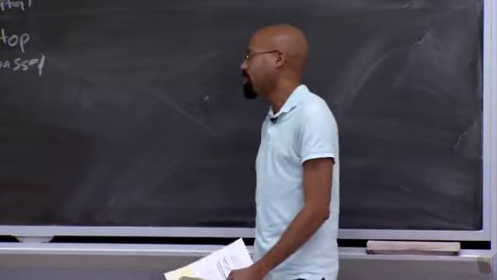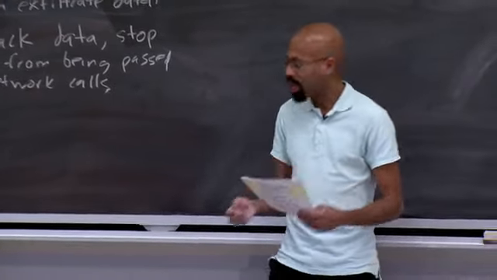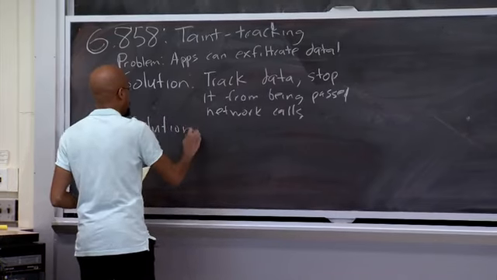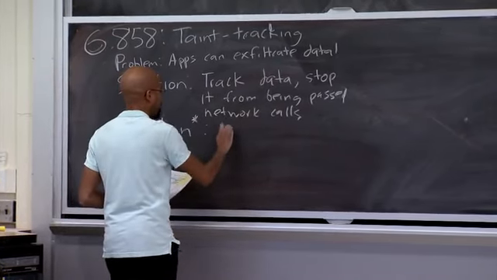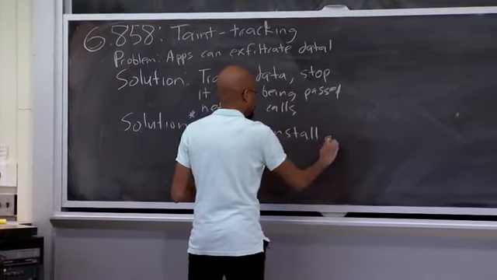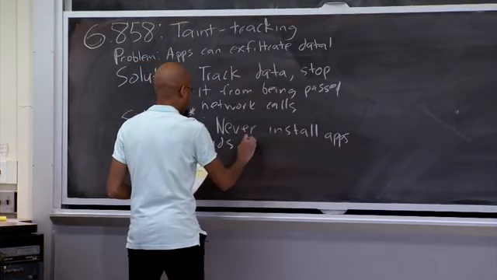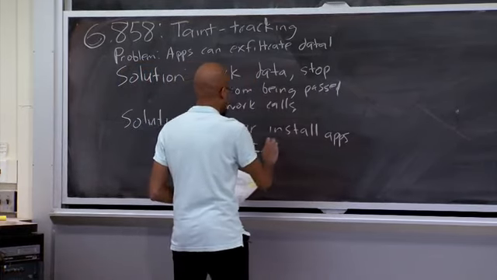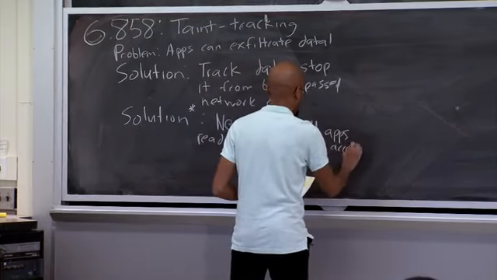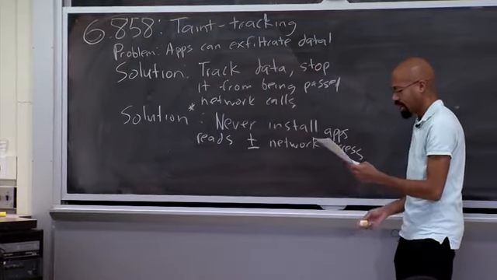So you might think, all right, that's kind of a bummer, but maybe we can solve this problem with an alternate solution. We'll call this solution star. Maybe we can just never install applications that can both read sensitive data and also have network access. At first glance, that seems to solve the problem, because if it can't do both of these things, it either can't get to the sensitive data in the first place, or it can, but it can't send it anywhere.